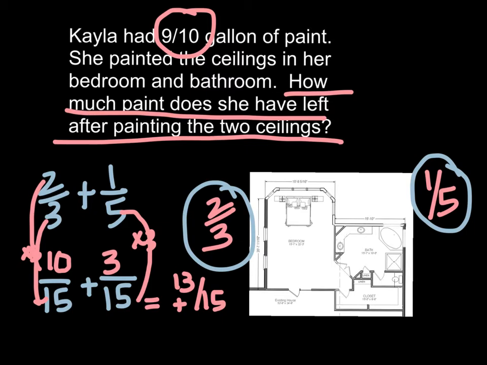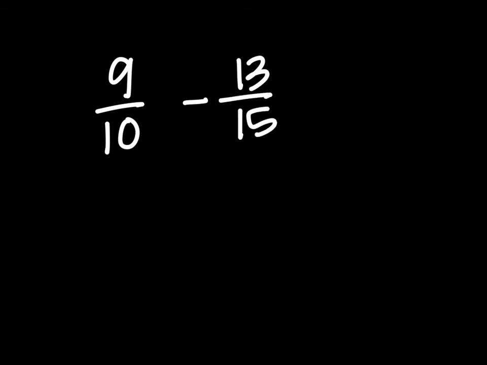But I want to know how much she has left over if she had 9/10 to begin with. So what's my next operation? Hopefully you said subtract. So I'm going to take my 9/10 of a gallon, and I'm going to subtract my 13/15 that I figured out when I combined the ceiling from my bathroom and the ceiling from my bedroom. So again, when I subtract unlike denominators, the first step is to find a common denominator. A common denominator for 10 and 15 is 30. That's going to be the smallest common denominator for both.